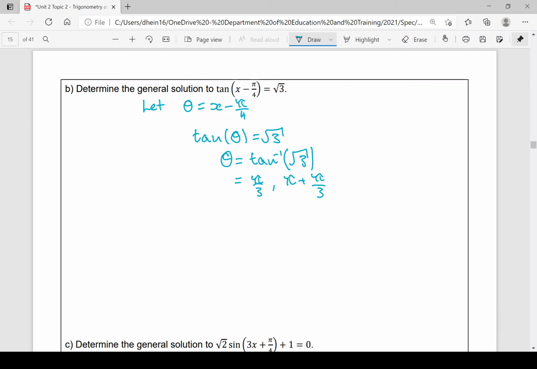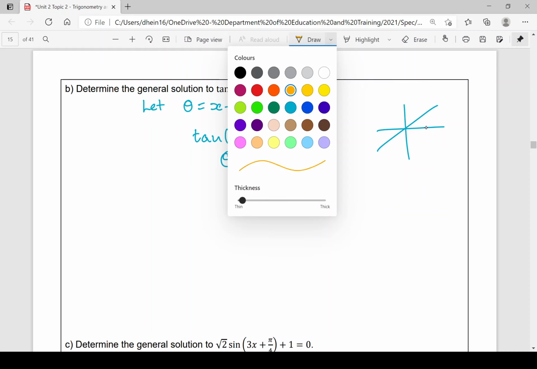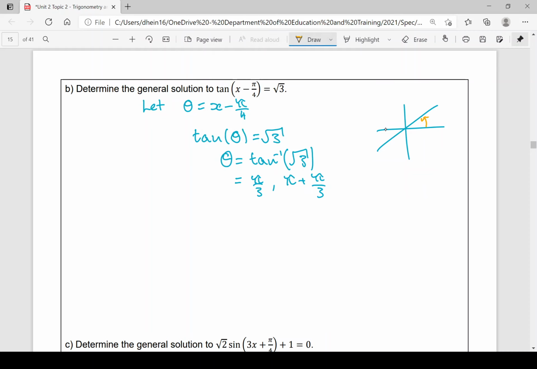So that comes from our CAST diagram. We're going to have pi on 3 this way. We're going to have pi on 3 here. So if we add our 180 degrees to that, we're going to get pi plus pi on 3. So we can represent this as pi on 3 plus or minus pi n. So because of this property of the tan function, we're going to have solutions periodically at pi rather than 2 pi.